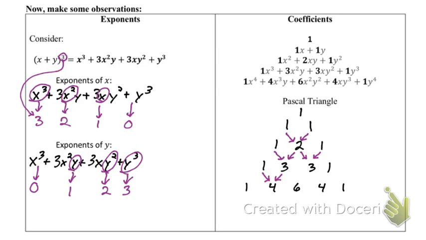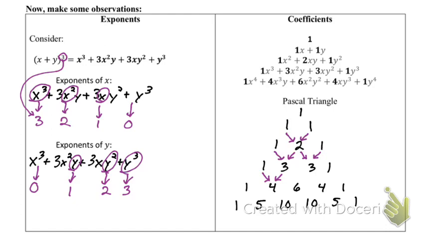Well, if I need to go one step further, it would be 1, 5. 4 plus 6 is 10. 6 plus 4 is 10. 4 plus 1 is 5. And we end with a 1. Those are all the coefficients to our binomial expansion. You just kind of have to keep straight which level goes with which expansion.